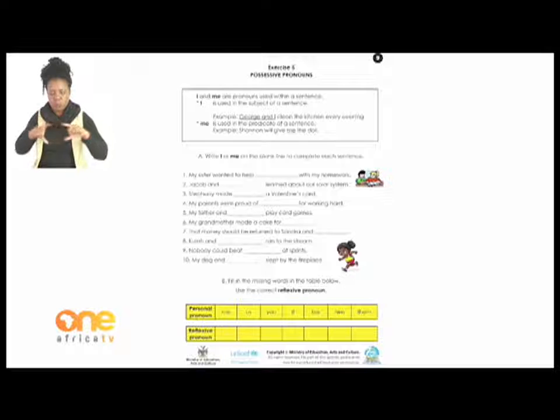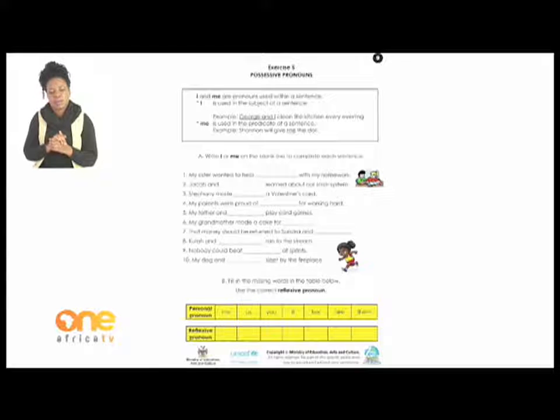Moving on, there is also an activity that you need to do underneath number 10. B, it says, fill in the missing words in the table below. Use the correct reflexive pronoun. Now, you are given 2 blocks there. One is for personal pronouns and the other one is for reflexive pronoun.